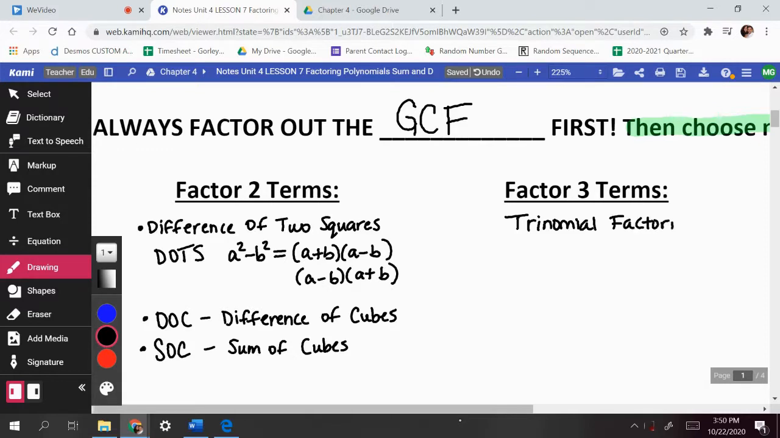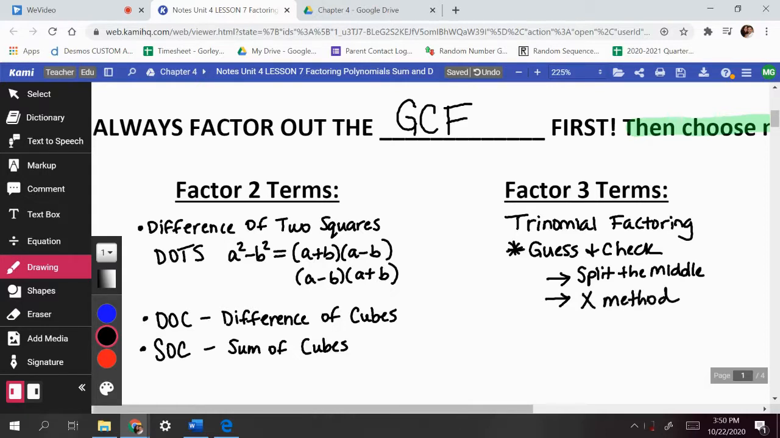My go-to is always guess and check. I'll put a star by it. Especially if the leading coefficient is 1, it's pretty easy to quickly factor using guess and check. However, when the leading coefficient's not 1, sometimes it takes a while to guess and check your answer. In that case, you could use split the middle or X method to factor your trinomial.